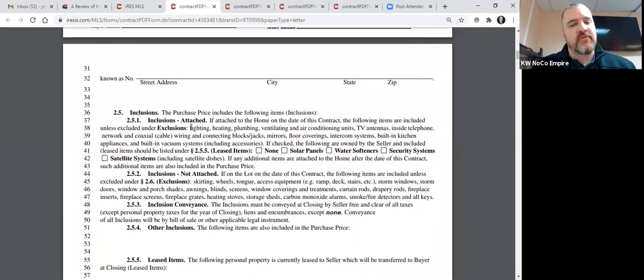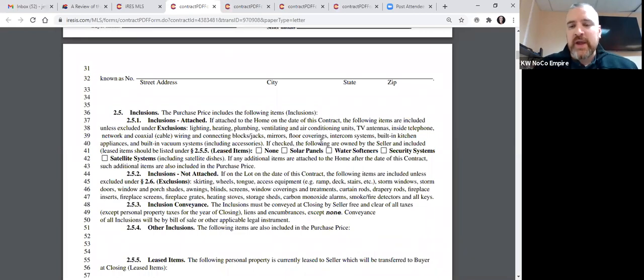The inclusions, so this is fairly similar for the attached inclusions, right? So, these items are included because they are attached to the property, unless for whatever reason the seller specifically wants to exclude them, in which case they would be listed under exclusions. Again, this is all similar: lighting, heating, plumbing, HVAC, TV antennas, cables, wirings, mirrors, floor coverings, intercoms, right? All these other things. And so you don't need to go write those into the inclusions. If they're listed here, they're automatically assumed to be included, okay?